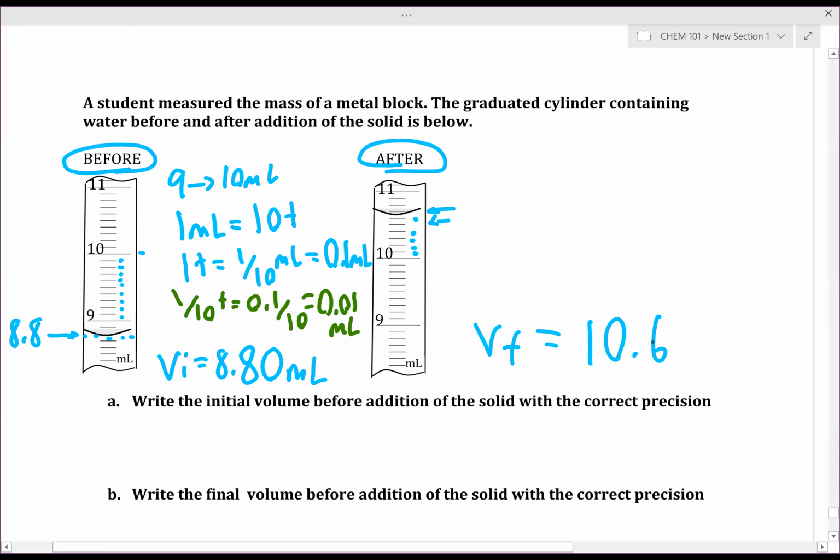We're past the 6th mark and we're past the 10 major mark. Now, can we estimate an additional digit? Yes. And we're not quite on the line in this case. Is it closer to 6 or 7? 7. So what would we like to estimate it to be? Sure. 10.68, that's perfectly fine.